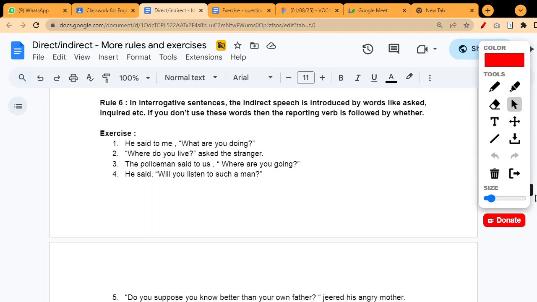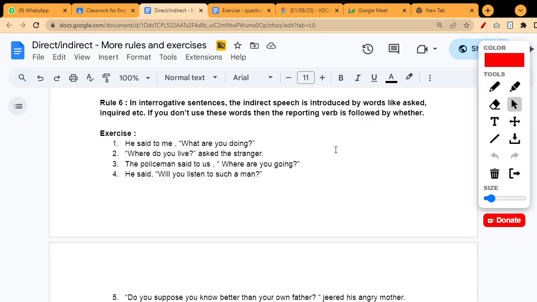Then the next rule is in interrogative sentences. Interrogative sentences, I hope you understand, those are question sentences. The indirect speech is introduced by words like asked, inquired, etc. Okay? So if you don't use these words, then the reporting verb is followed by whether. So I'll show you an example with both the cases.